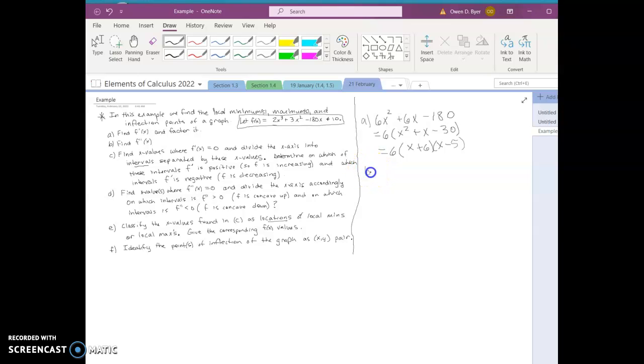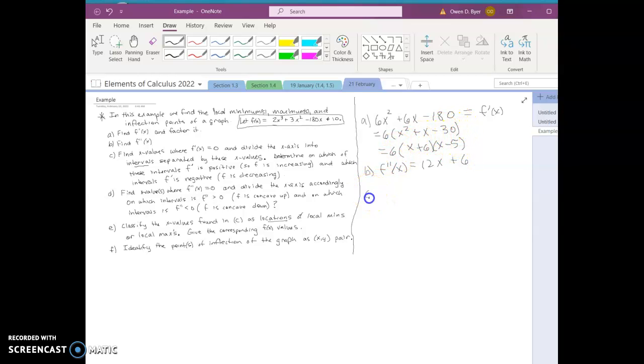Part B says to find the second derivative, f double prime, and so this up here was f prime of x. And so f double prime of x, we'll use the power rule again on that, and we get 12x plus 6.